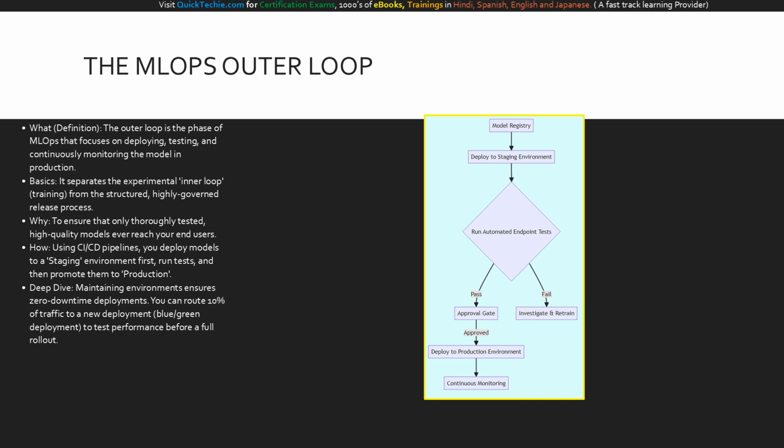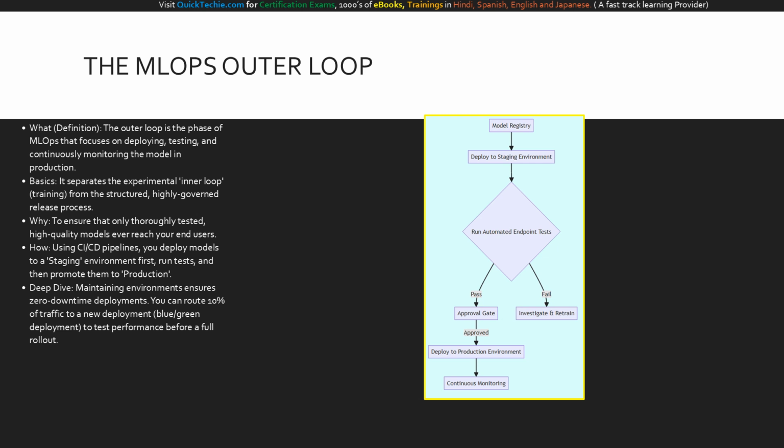How do we manage this safely? We utilize multiple environments. First, we deploy the model to a staging environment. This is a safe sandbox where we run our endpoint tests. Only after the model passes quality assurance do we promote it to production. Diving deeper, this architecture enables advanced routing strategies like blue/green deployments. You can deploy a new model alongside the old one, route just 10% of your user traffic to the new endpoint to test it in the real world, and only switch over completely once stability is proven.